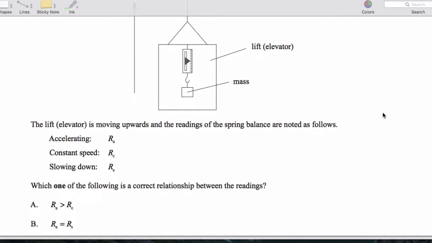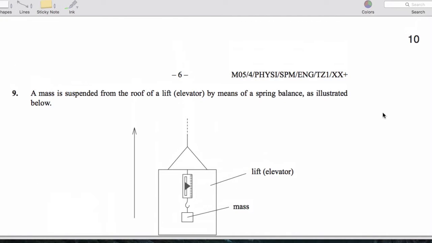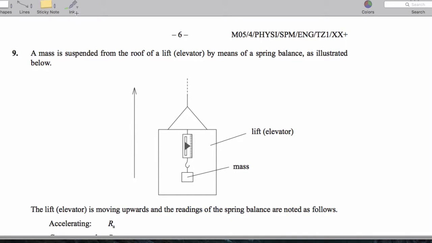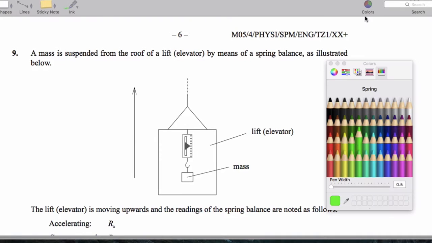All right. Question number 9. So, here's the deal. These elevator problems are always weird.